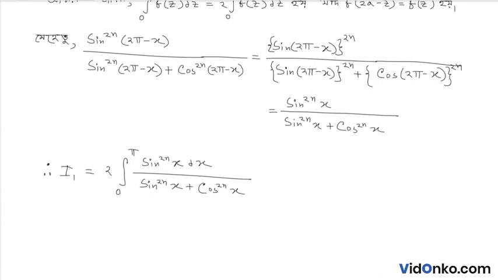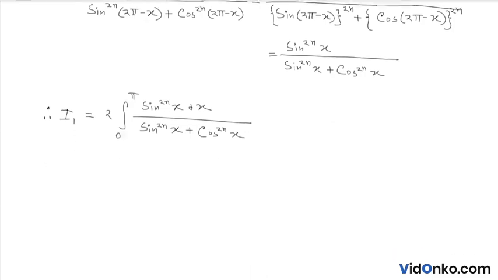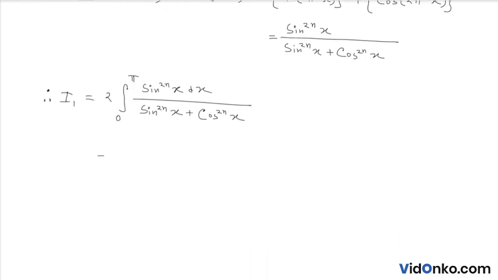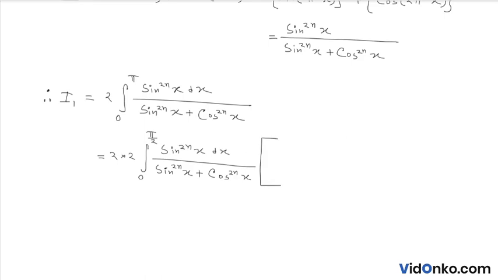তাহলে এখানে আমরা কি লিখতে পারি, একই নিয়ম অনুসারে এখানে আমরা লিখতে পারি 2 into 2 integration 0 to π by 2 sin to the power 2nx dx by sin to the power 2nx plus cos to the power 2nx। এর পিছনে কারণ কি?